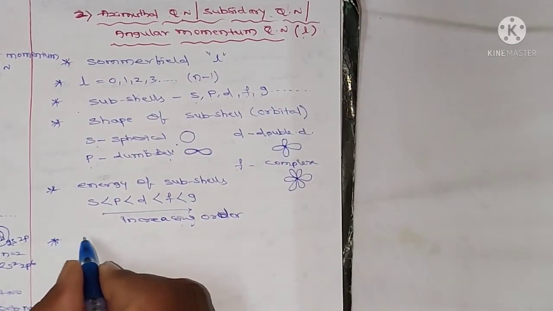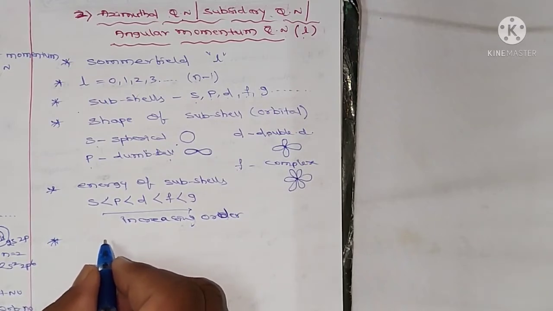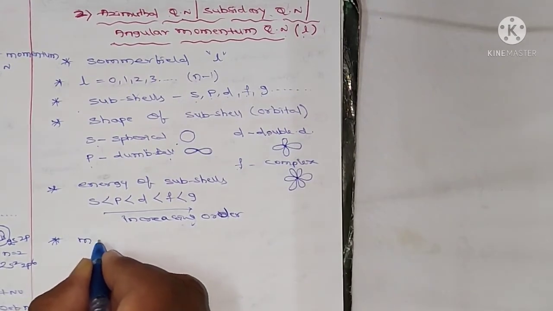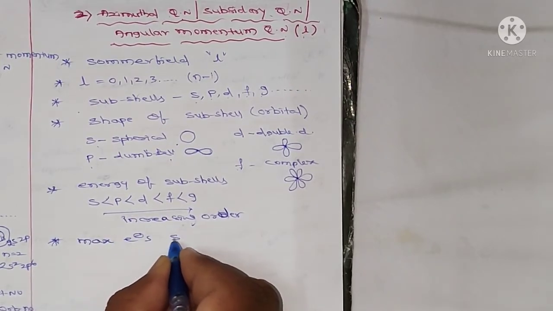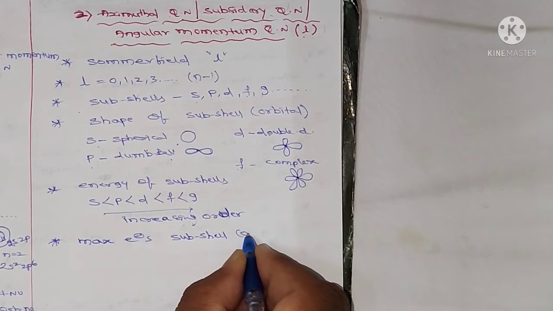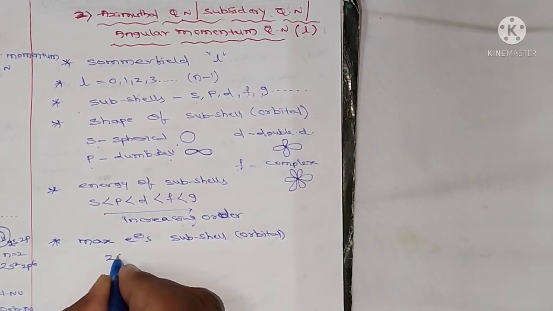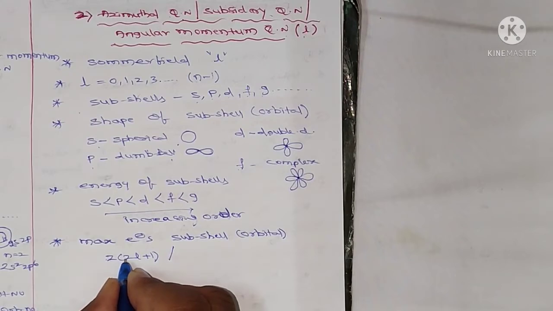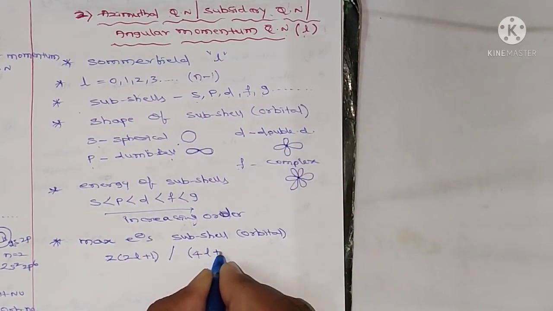And the maximum number of electrons in a subshell is equal to 2 into 2l plus 1, or 4l plus 2. The maximum number of electrons present in a subshell or orbital is equal to 2 into 2l plus 1, or 4l plus 2.